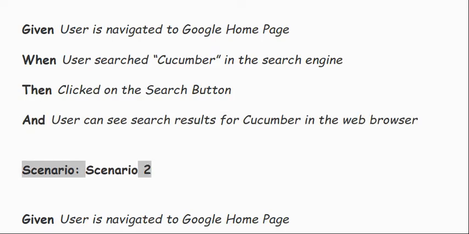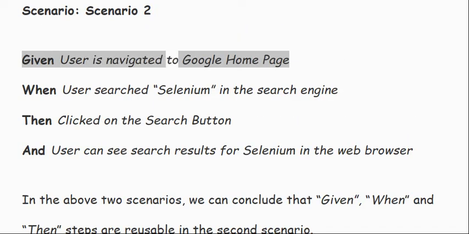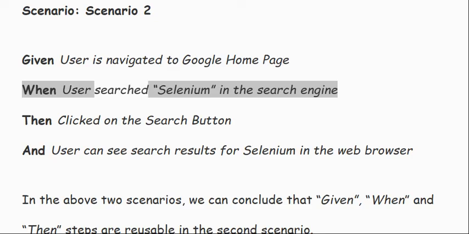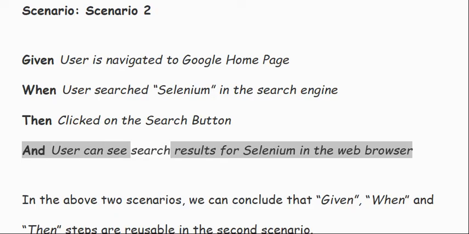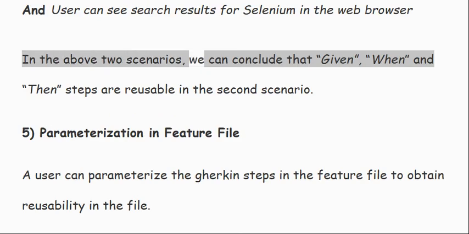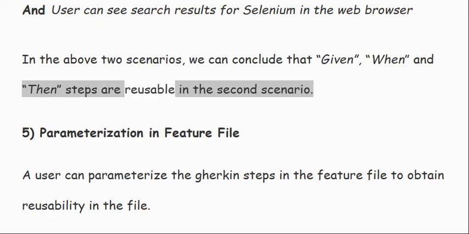Scenario 2. Given user is navigated to Google home page, when user searched Selenium in the search engine, then clicked on the search button, and user can see search results for Selenium in the web browser. In the above two scenarios, we can conclude that given, when and then steps are reusable in the second scenario.